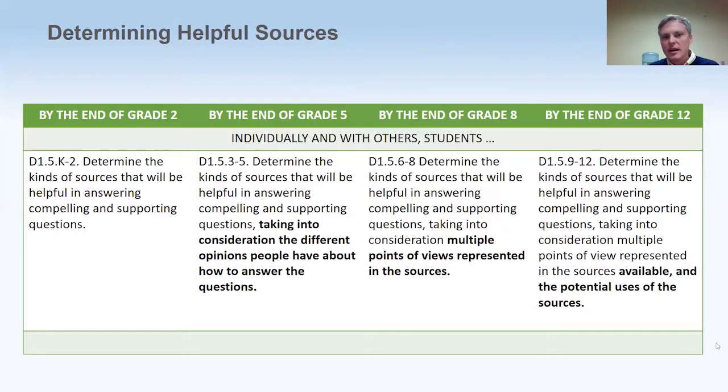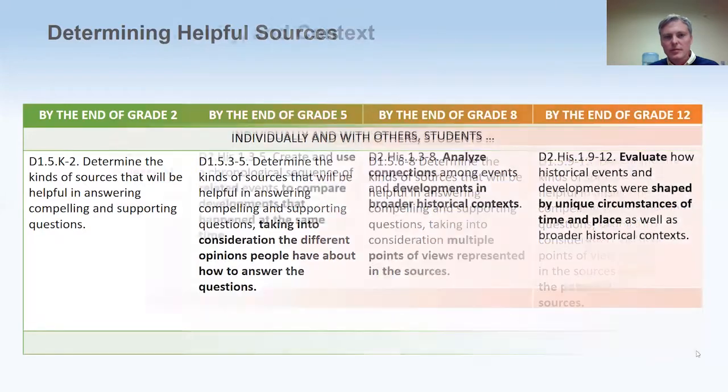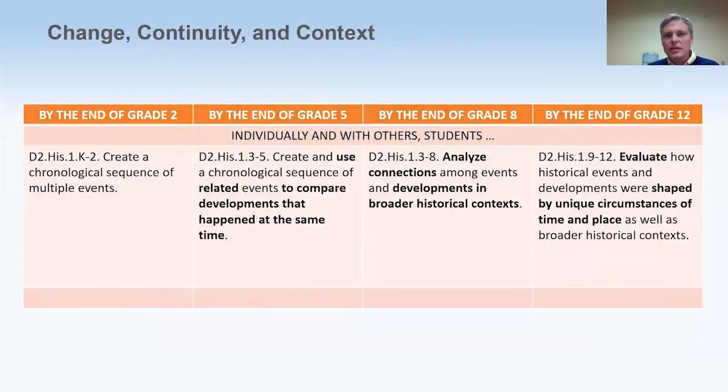And on the next slide, I took an historical skill. So we have the four lenses that social studies, social science go through, with civics, economics, geography, and history.